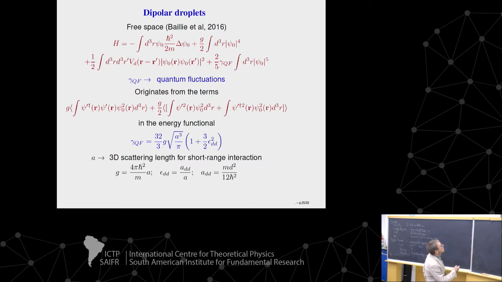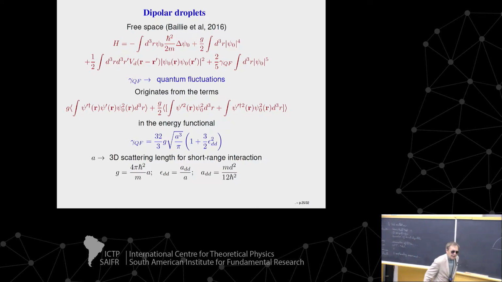This is the Hamiltonian in free space. This is the kinetic energy. This is the short-range interaction. This is the dipole-dipole interaction. And there is one more term which contains gamma QF. This is the term coming from quantum fluctuations. This term originates from the terms psi prime squared, which come from quantum fluctuations, if I take them into account and write the generalized Gross-Pitaevskii equation.